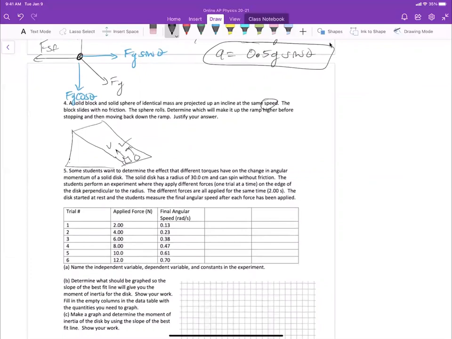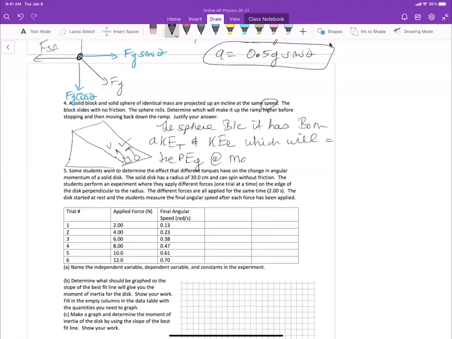Well, the answer is the sphere, because it has both translational kinetic energy and rotational kinetic energy. So its total kinetic energy is higher, which will equal the potential energy of gravity at max height. So that's the reason.